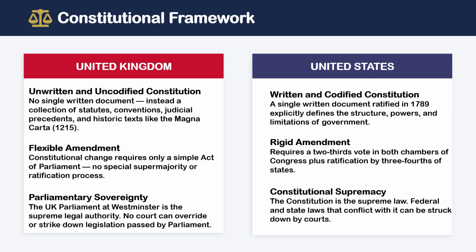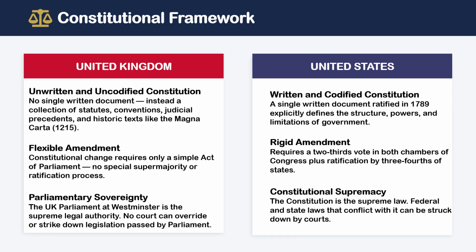limitations of the government. Number two, the Constitution of the UK is flexible. Any amendment to the Constitution requires only a simple act of the Parliament, where no special supermajority or ratification process is needed. On the contrary, the Constitution of the USA is rigid. To amend the US Constitution, a 2/3 vote in both the chambers of the Congress is needed, plus ratification by 3/4 of the states of the USA.